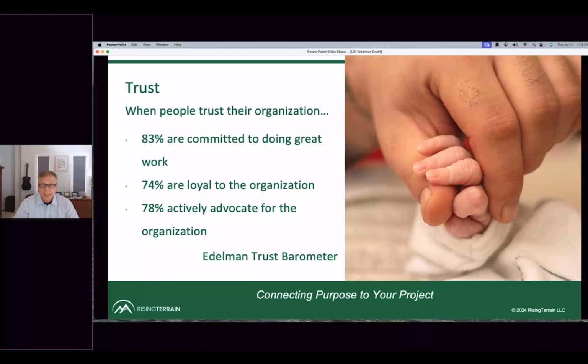But this idea of creating a shared identity is you're really creating an understanding of how you work together and how the different strengths fit. And part of this is about creating trust and really establishing trust. So I don't know that there's a lot of debate that it's important. I still think it's helpful to see statistics like this. And the Edelman Trust Barometer is a way of measuring how much people in an organization trust each other.